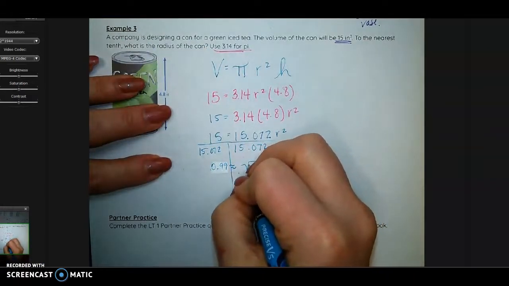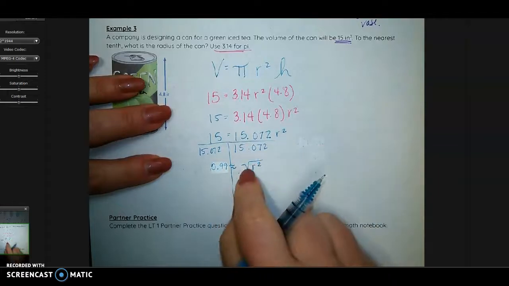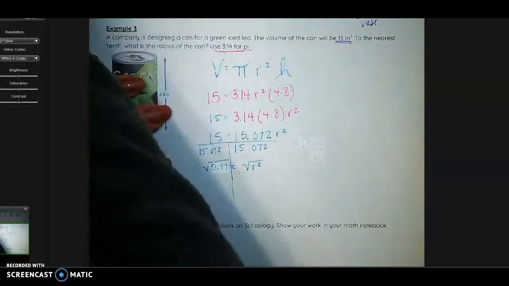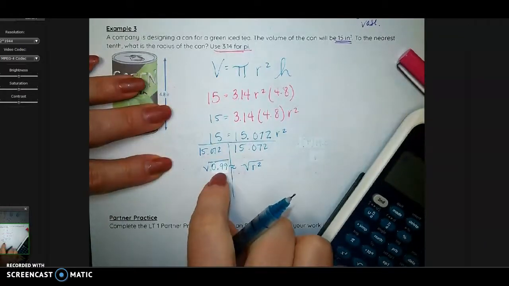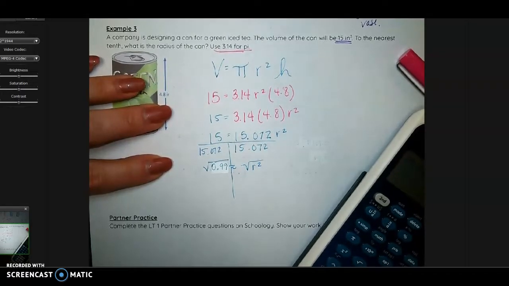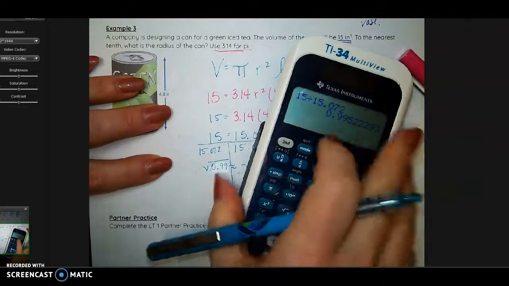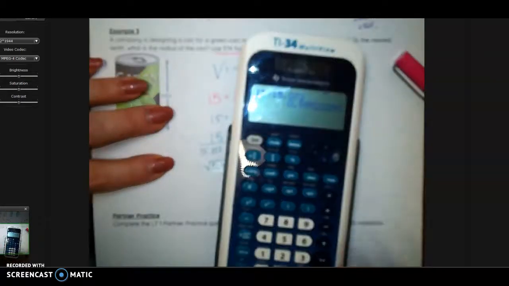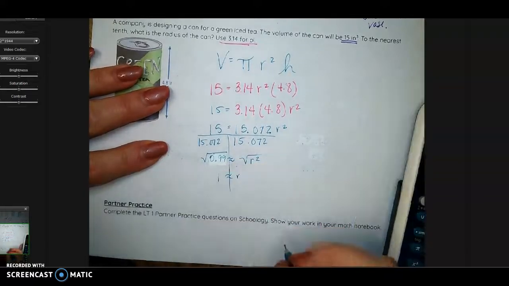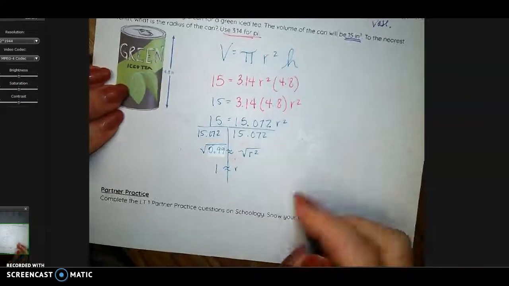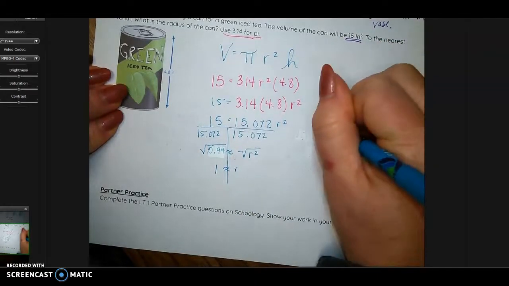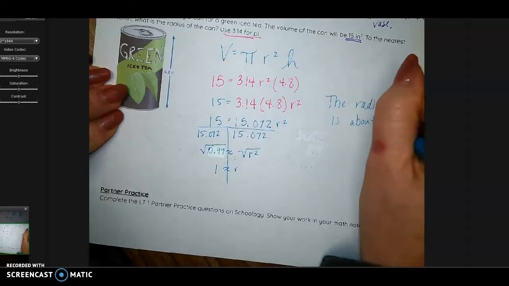And then I've got the r squared, so I'm going to take the square root of it. Remember, the square root undoes the squaring. So I need the square root of this. This is really close to 1. Actually, if you look on your calculator, depending on how you were rounding, that really would round up to 1. So really you're finding the square root of 1 here. Well, the square root of 1 is 1. Now we could get a positive and a negative there, but we know it's a distance, so it's going to be the positive 1. So the radius is about 1 inch.